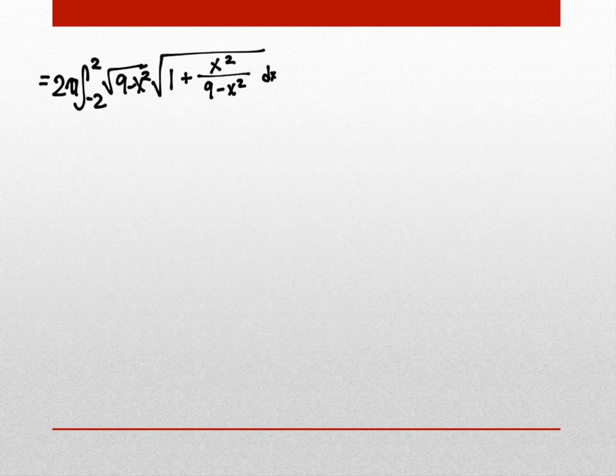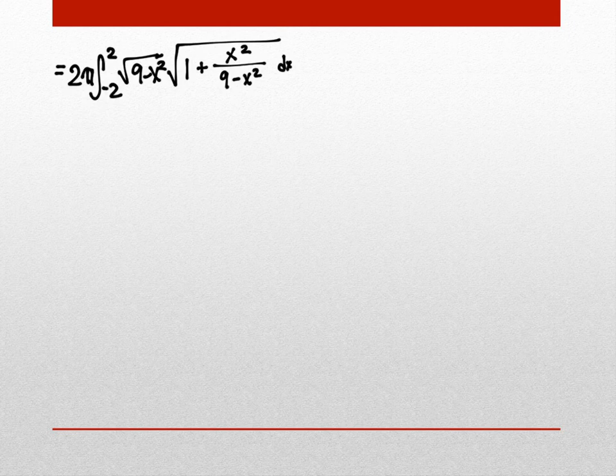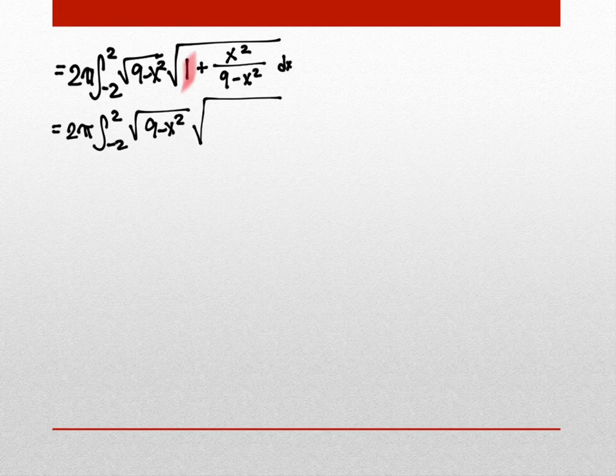Okay, so I have my 2 pi, my integral from negative 2 to 2. I have my square root of 9 minus x squared. And then we're going to have this value 1, written as a fraction, which would be 9 minus x squared, and then I have the plus x squared that's happening over here, all over 9 minus x squared. So I got a common denominator and combined the fractions in one step. Is that okay? Yep. Okay.